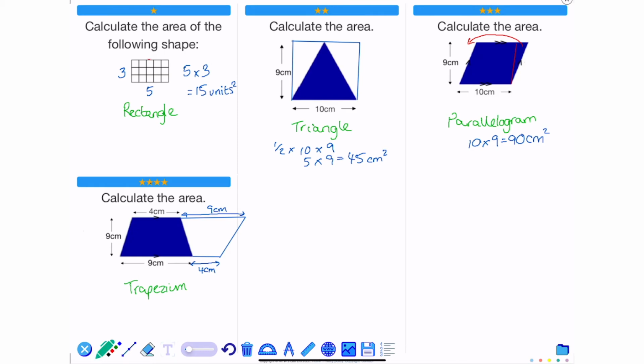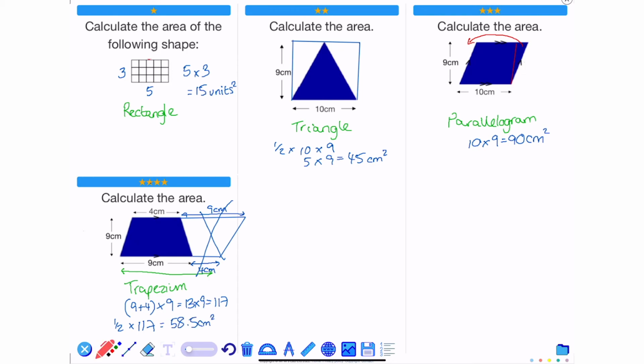To work out the area of the whole parallelogram, I want to multiply the base, so 9 plus 4, by the height. This gives me 13 times by 9, which is 117. Now because I copied the trapezium, I need to half my answer to get rid of the second trapezium. So a half of 117 is 58.5.